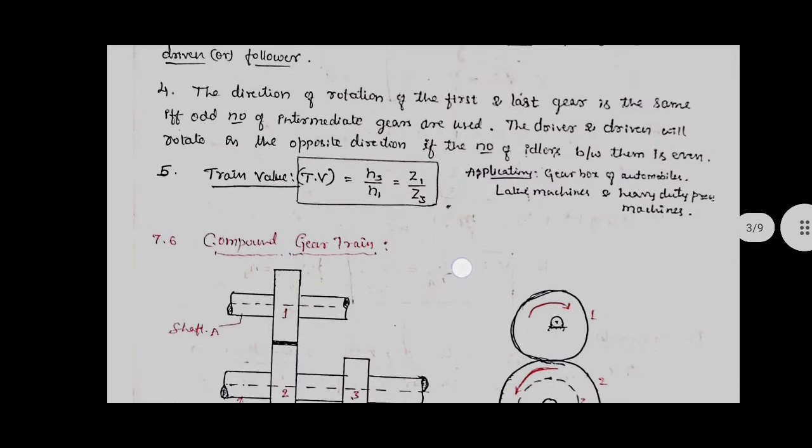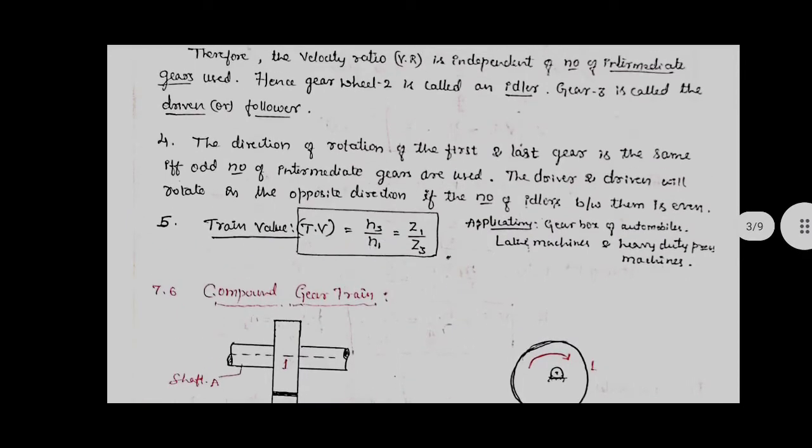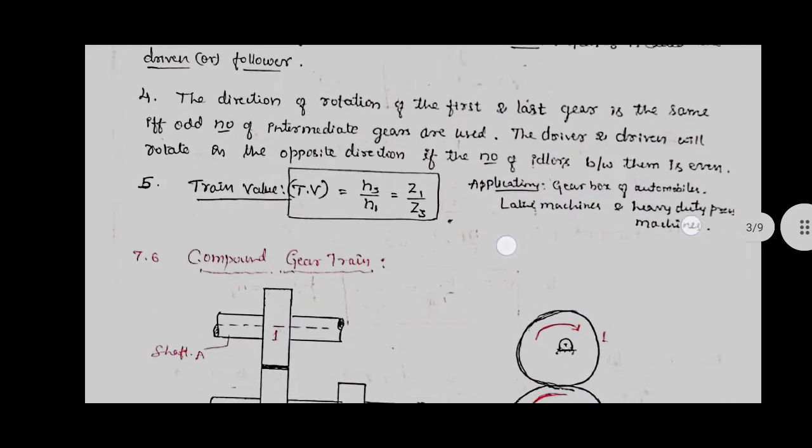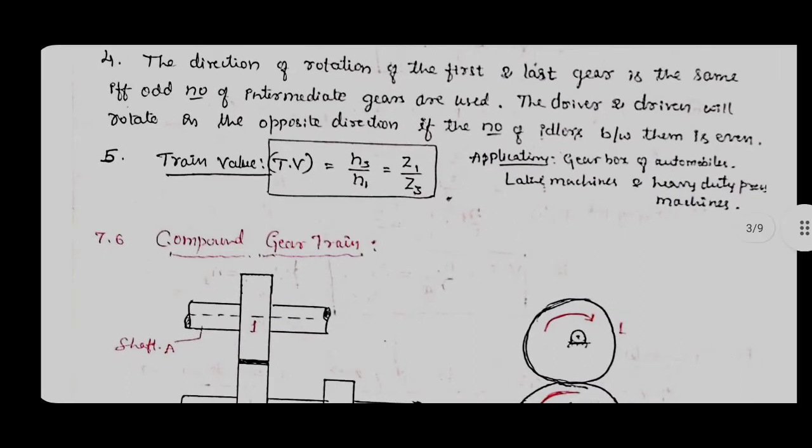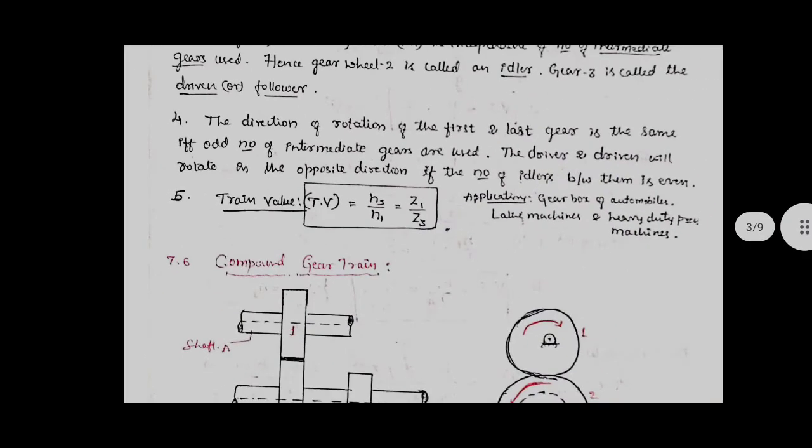And this is the train value, it is opposite for the idler gear. And what are the applications? Gearbox, automobiles, lathe machines, heavy duty press machines. There are a lot of applications of gear trains.